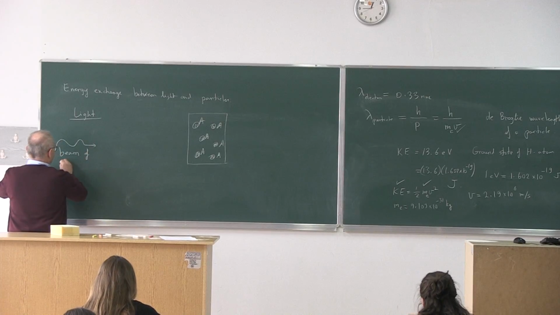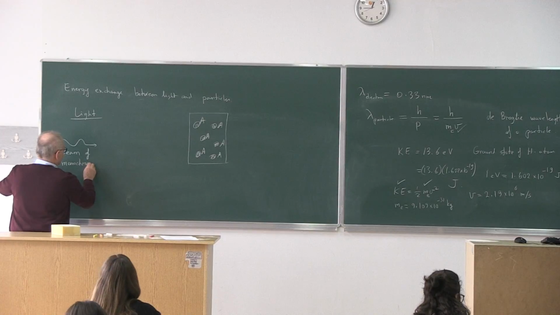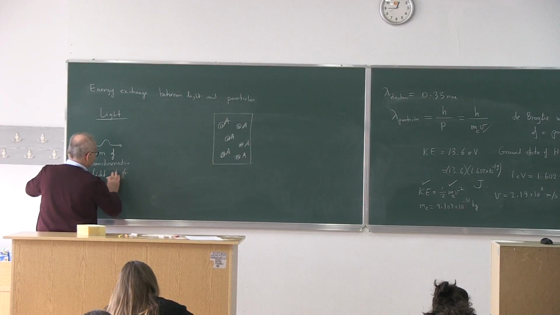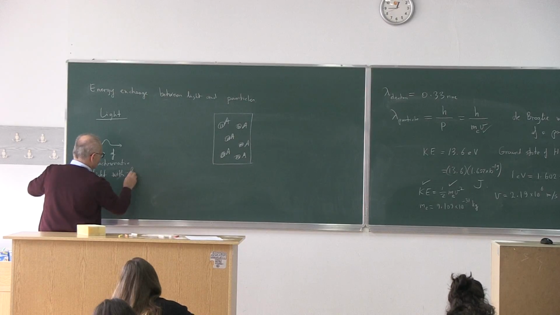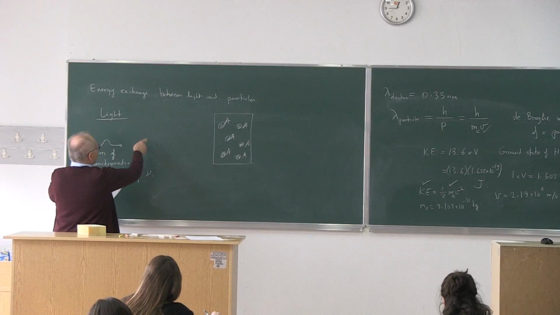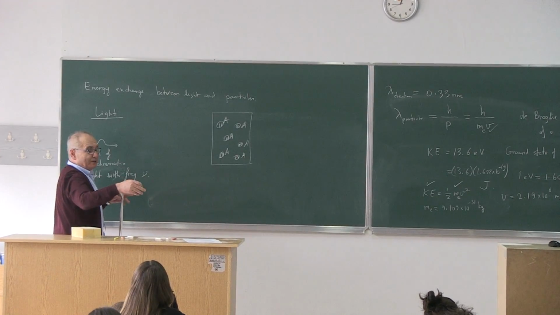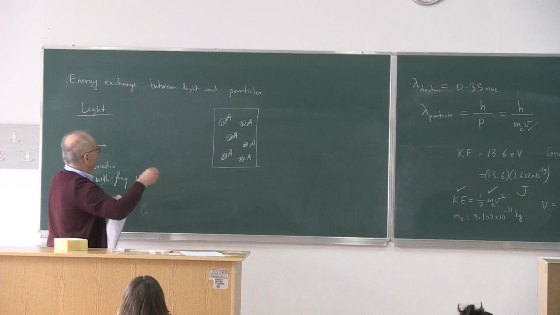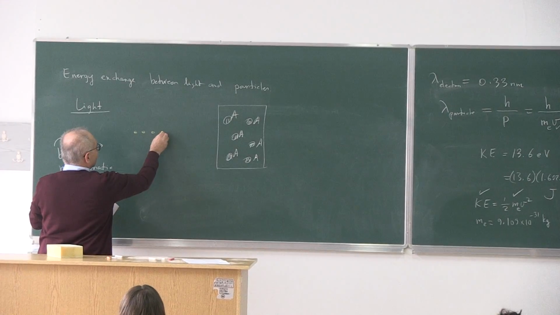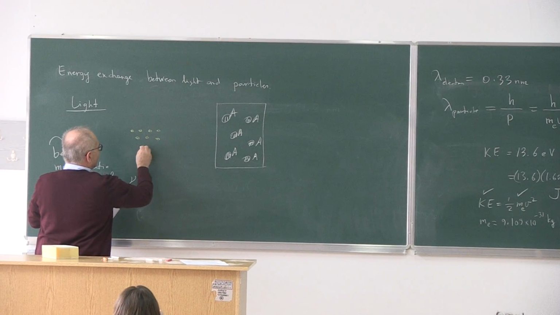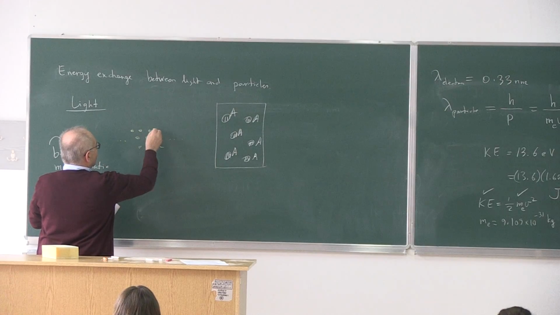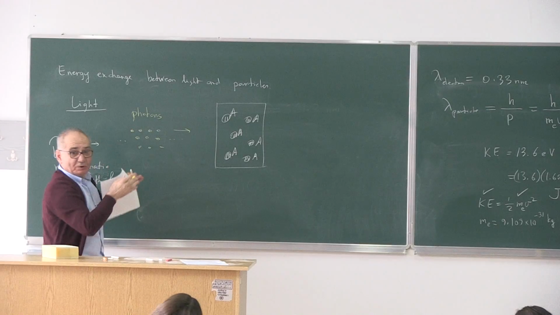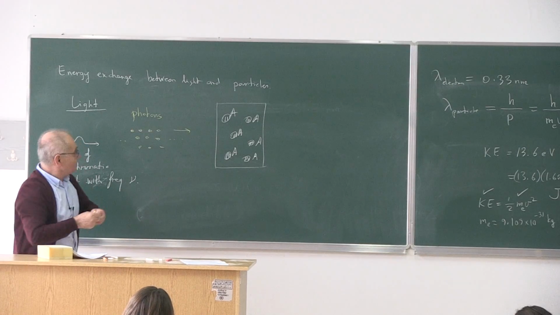This is a beam of monochromatic light with frequency nu. As we have mentioned, the beam is considered as a collection of photons. These are photons. All of them are moving in parallel to each other and in the same direction as the direction of the light.